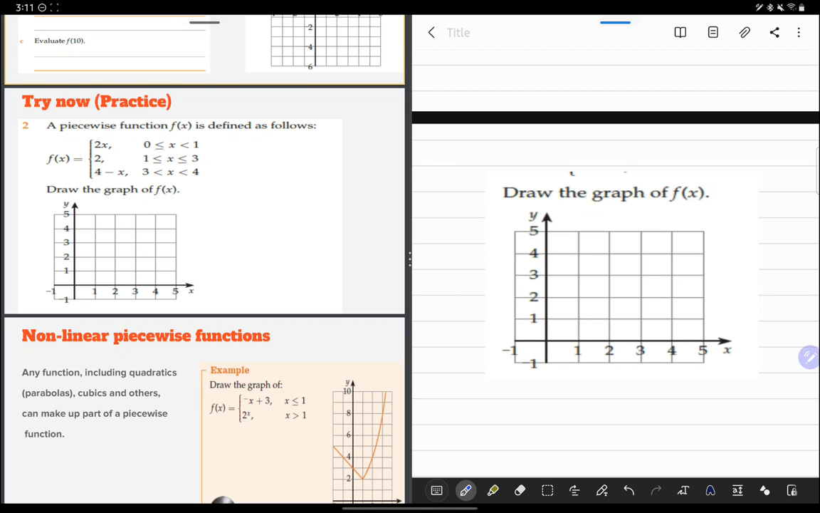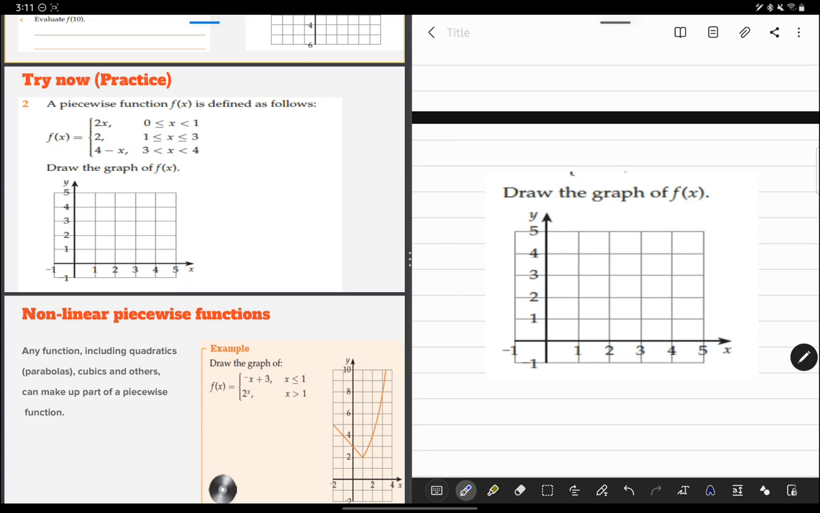We have 3 equations. Now, I know some of them don't look like equations. That second one looks very, very simple, but nevertheless, between x being 0, including 0, that's an important point, x up to 1 is 2x. So I know it hits this point, because when x is 0, 2 times x is 2 times 0, that's 0. And then we know it goes up to 1, but it doesn't actually include the 1. So I'm going to leave that as an empty circle there.